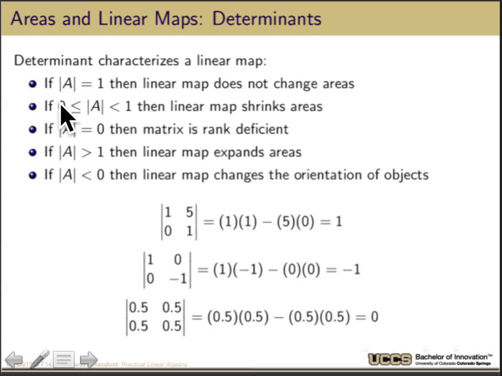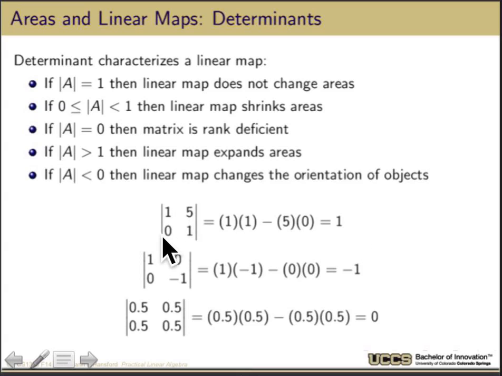Okay, so if it's between 0 and 1, it shrinks. If it's between 0 and -1, what does it do? Well, it flips and shrinks. If it's less than -1, what does it do? Well, then it flips and expands. So we can take these examples here, just see a couple of examples of the determinant in process.